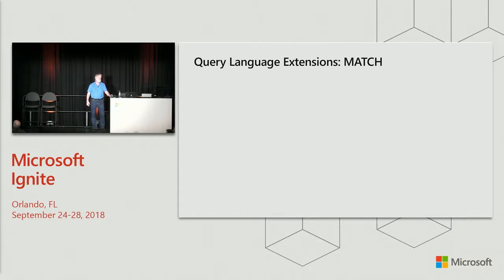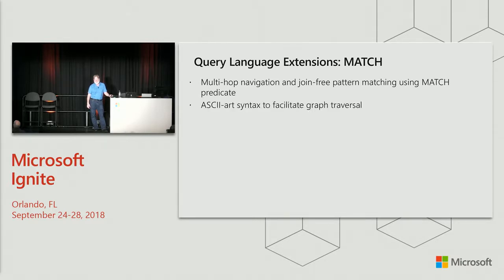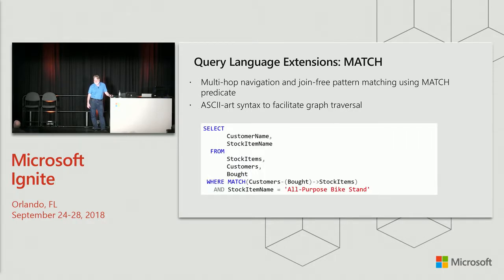Match. This is kind of the magic sauce, the SQL secret sauce in graph databases in general. You can have multi-hop, join-free matching using the match predicate, with ASCII art syntax to facilitate graph traversal. So this is what a graph query looks like.